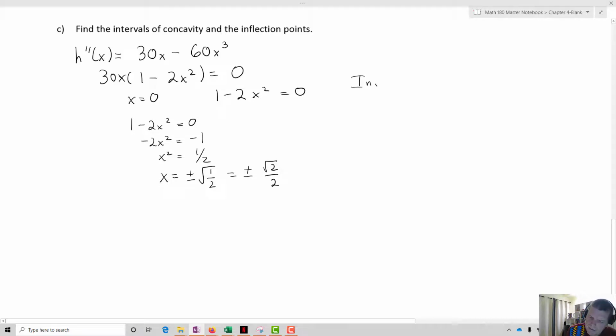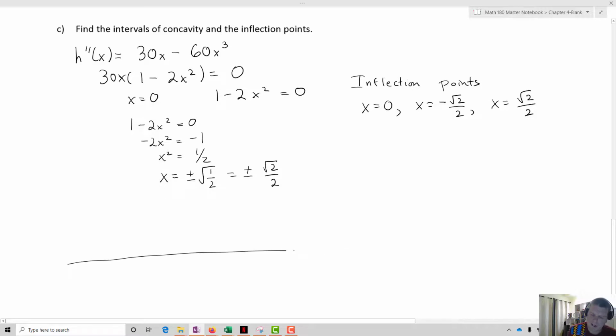So our inflection points are going to be at x equal to 0, x equal to negative root 2 over 2, and x equal to root 2 over 2. Okay? Now we're going to go and test them, just like we did with the increasing and decreasing intervals. So here's negative root 2 over 2, here's 0, and here's root 2 over 2.